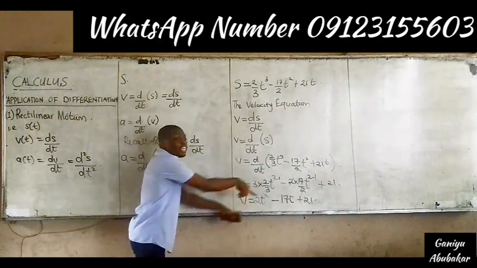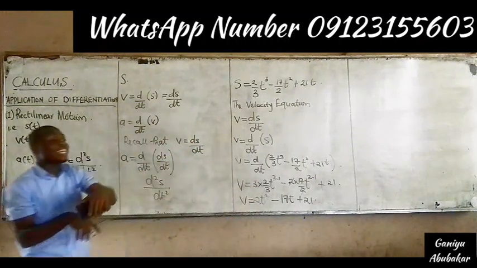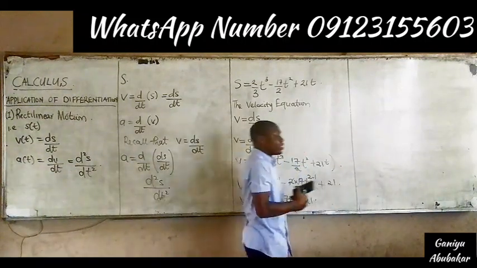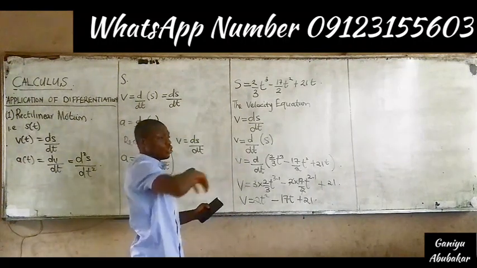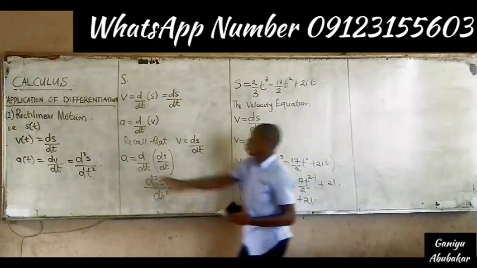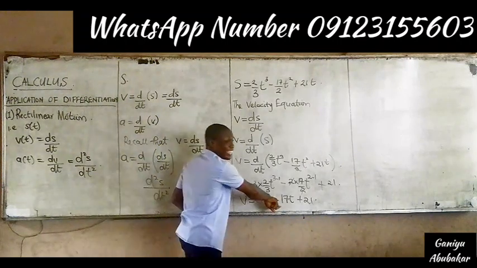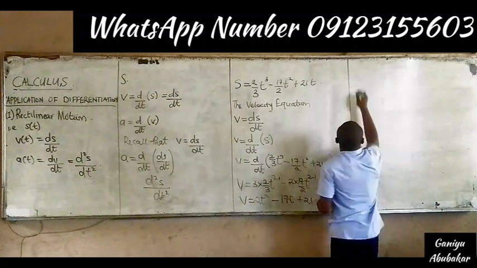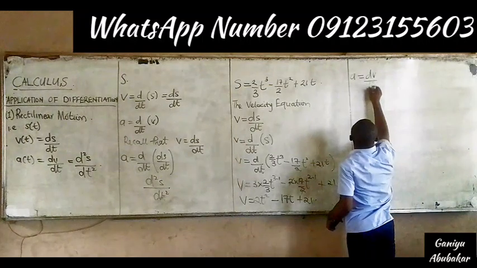This becomes my velocity equation. Don't forget the question says find velocity and acceleration after 2 seconds. So I've got my velocity equation. Alright, let's get the acceleration equation. To get acceleration, we said we differentiate twice. In that case, I will differentiate again. So recall that for acceleration, a is equal to dv over dt.